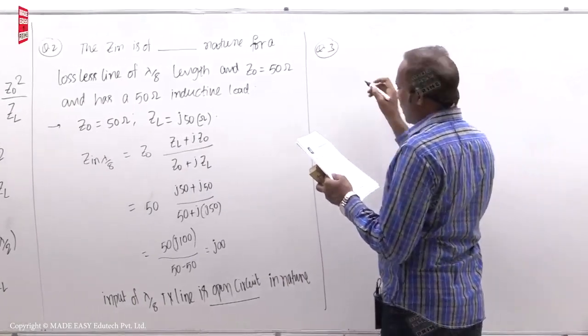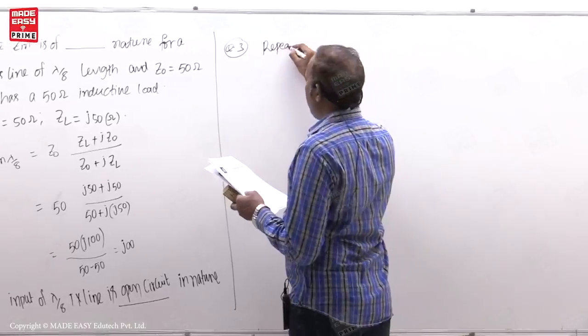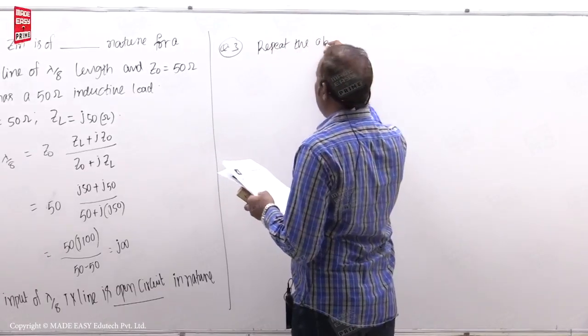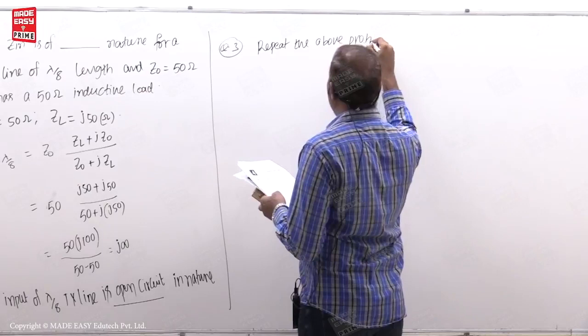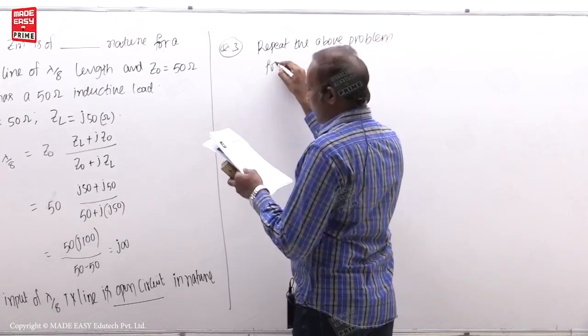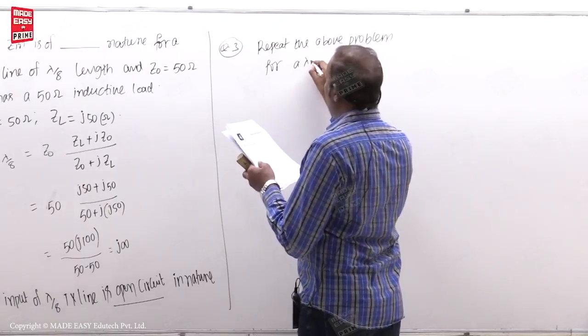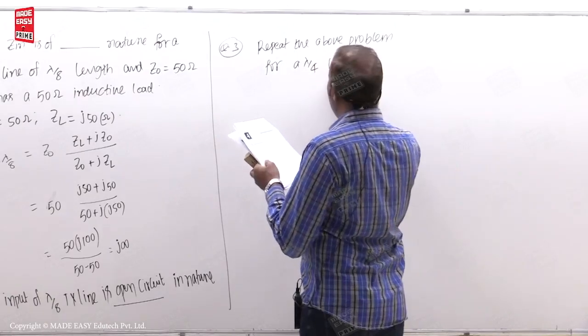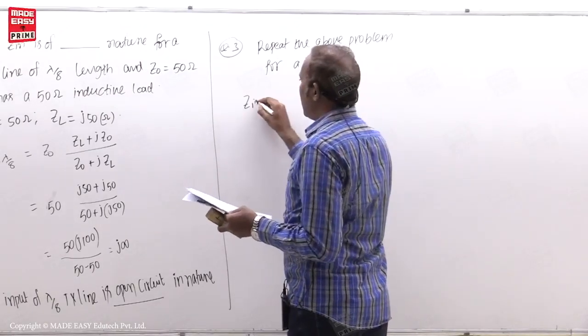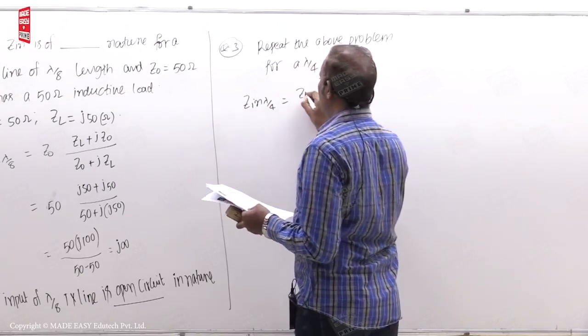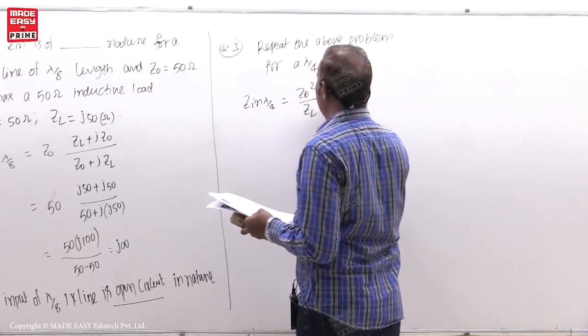Repeat the above problem for a lambda by 4 line. Now Zin of lambda by 4 is equal to Z0 square by ZL.